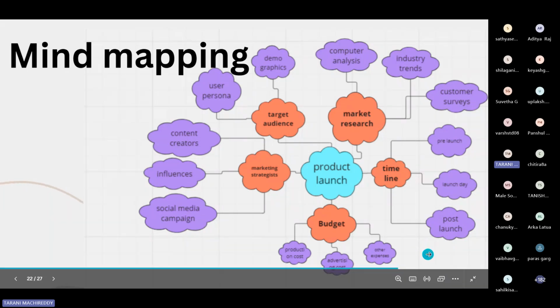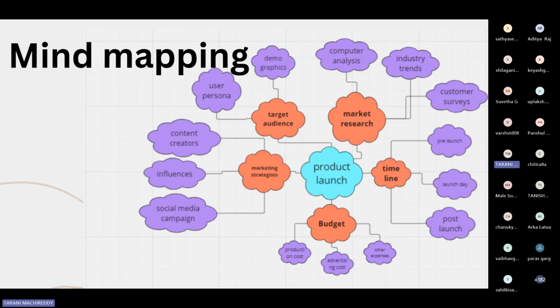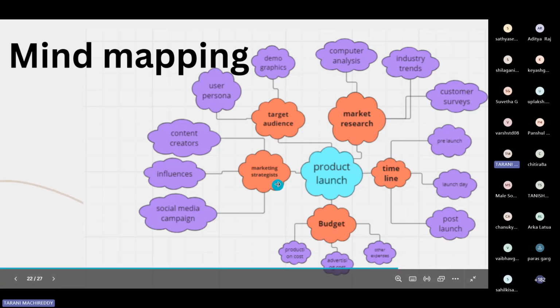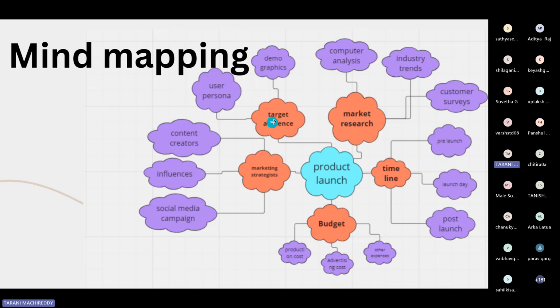As we see in the diagram, the thing which is in the middle of this mind map is the core problem statement. So a company wants to launch a product and beat all other companies. So this is the core problem statement. They want to launch a product. So what are the branches or ideas we can take? The one is target audience. And then the next comes market research, timeline, budget, market strategies. All these are some ideas we want to go through.